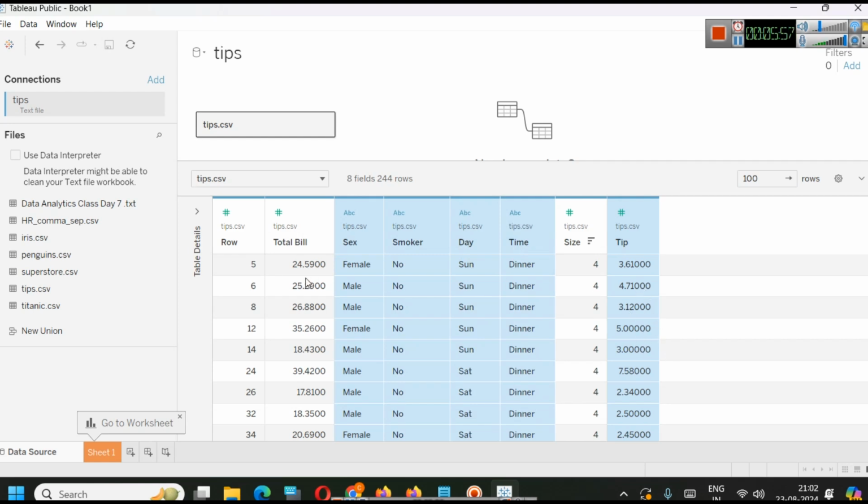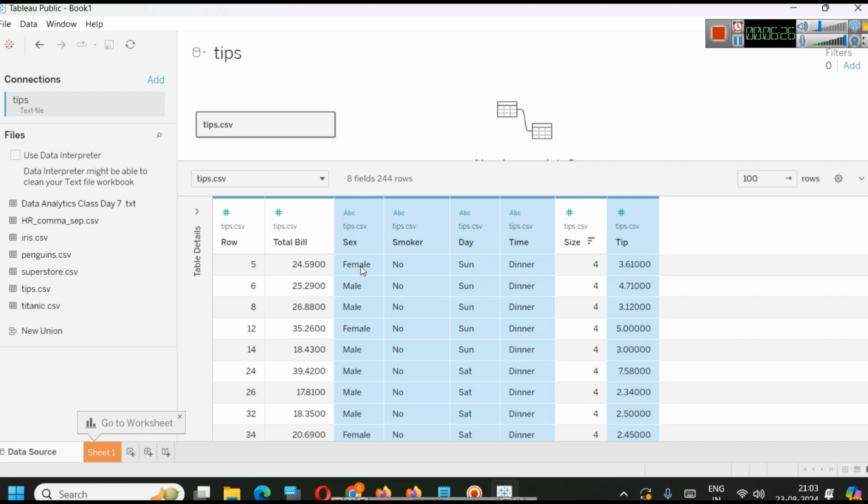When we are analyzing a measure with dimensions, we can take sum as the aggregate function, and we can also take average as the aggregate function. So we will try to analyze what is the average amount of tip given by female, average amount of tip given by male, right? Total amount of tip given by female, total amount of tip given by male.